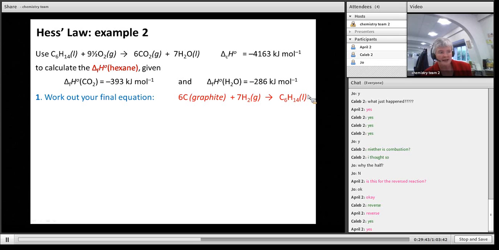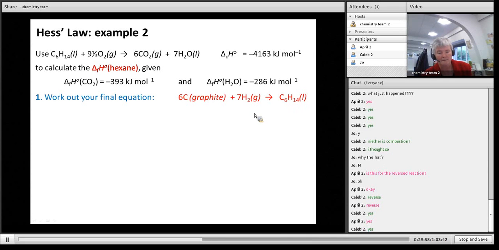Formation of hexane: 1 mole of hexane on the right hand side, elements on the left hand side. So I need graphite on the left and I need hydrogen on the left. Okay, with me so far? Okay, so that's your final equation. That's what you want to add up to.